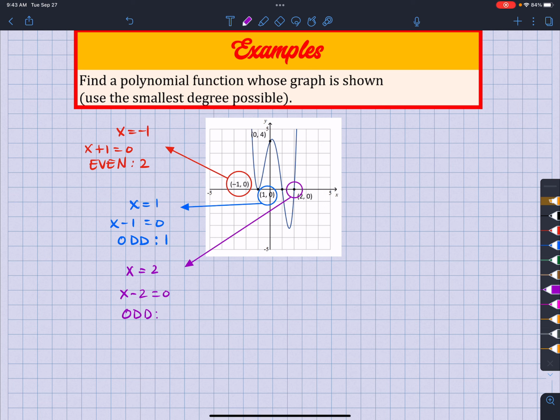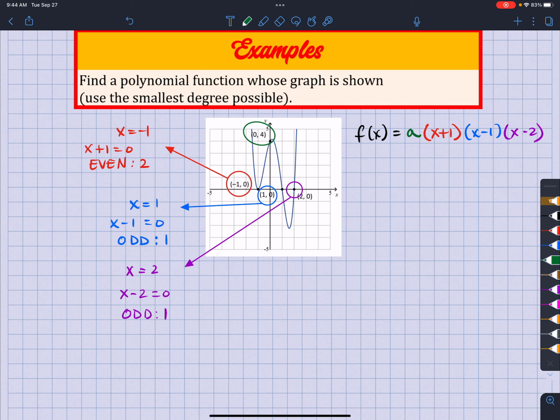So with that being said, a good start with my equation is f of x is equal to x plus 1 times x minus 1 times x minus 2. However, what I need here is the a. I have to find out what it is.